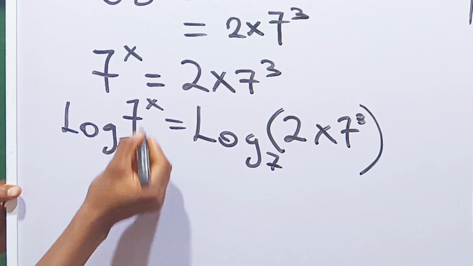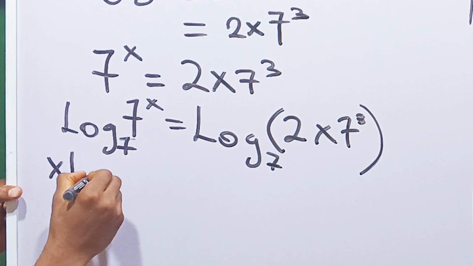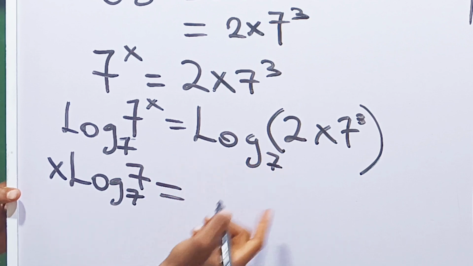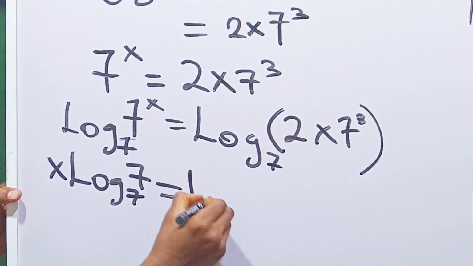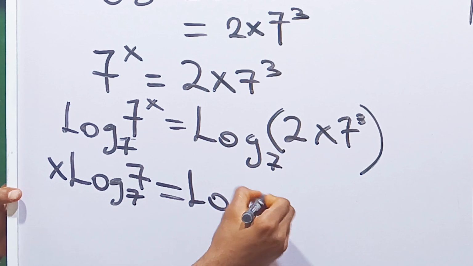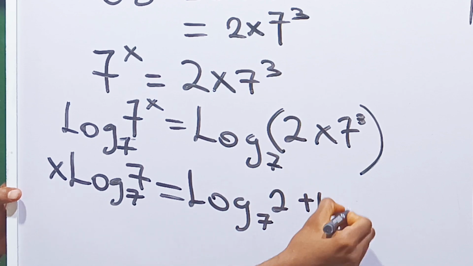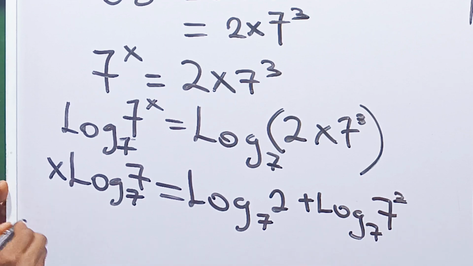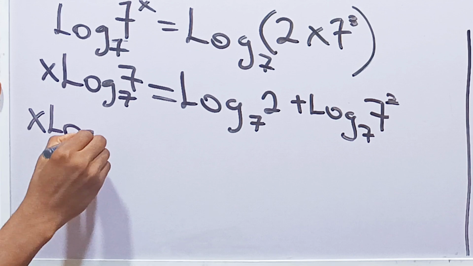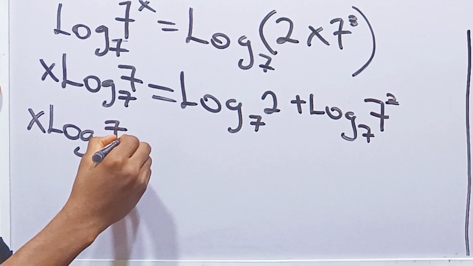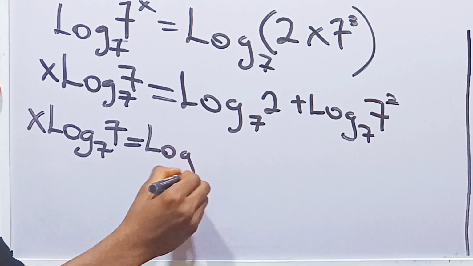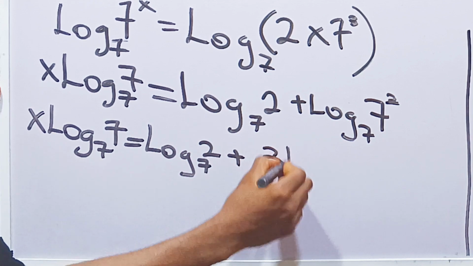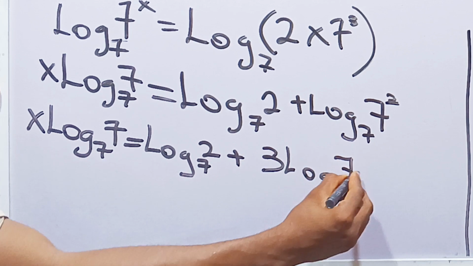Now we have x multiplied by the logarithm of 7 base 7 equal to, for this side, we're going to split it and put a plus. So we have the logarithm base 7 of 2, plus the logarithm in base 7 of 7 cubed. Now from here we have x multiplied by the logarithm of 7 to base 7 equal to the logarithm of 2 to base 7 plus 3 multiplied by the logarithm of 7 to base 7.